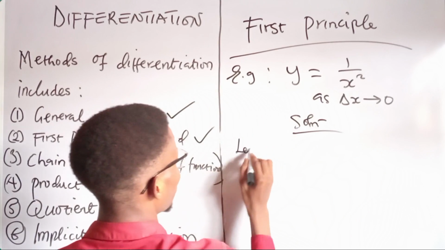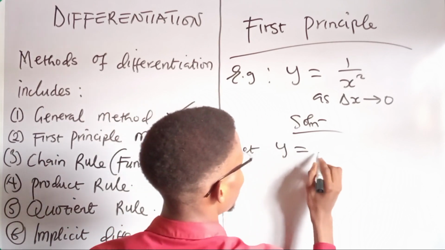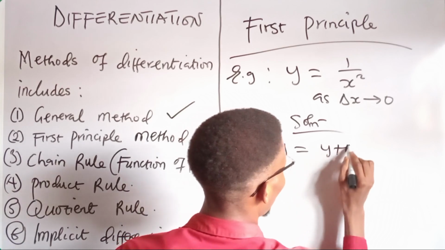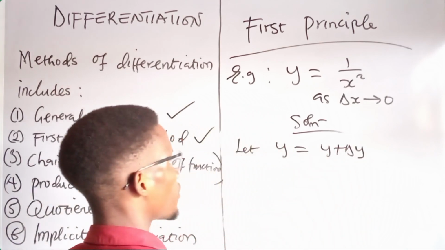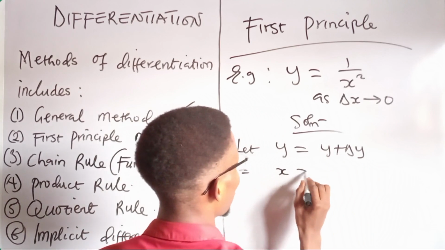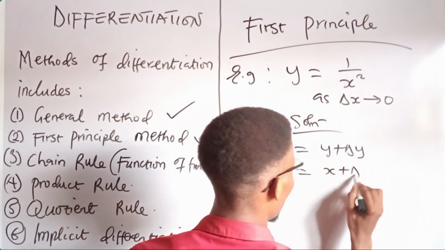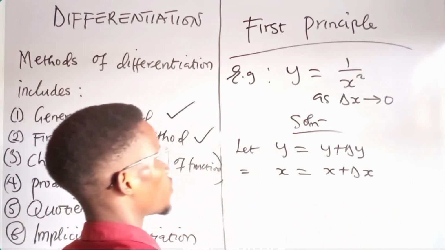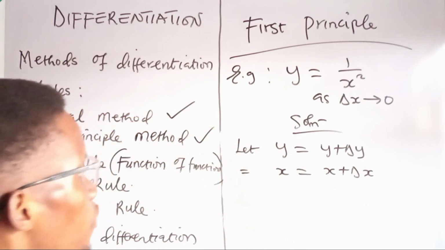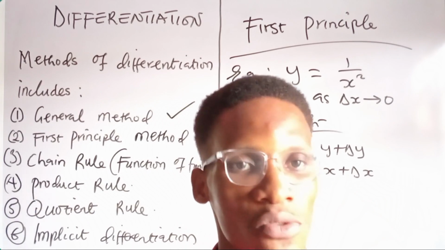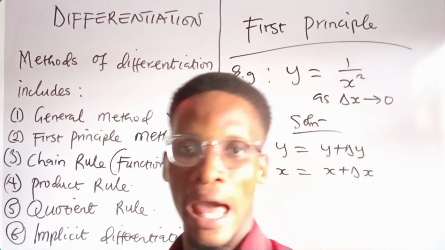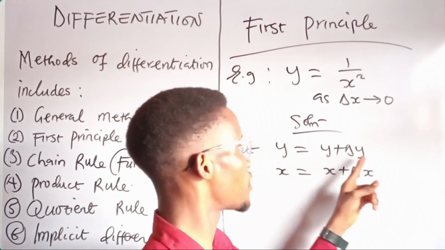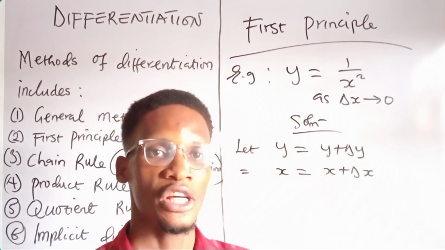Let y equal y plus change in y. Alright? The next thing should be let s equal what? s plus change in s. And that's what you need to do. Then the next step you are going to take is to substitute the values of y and s, being y plus change in y and s plus change in s.